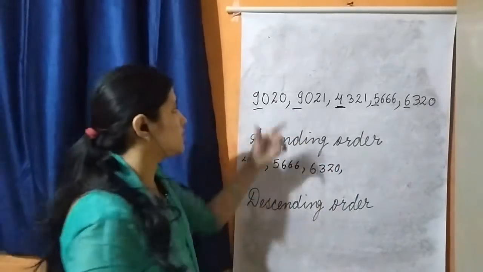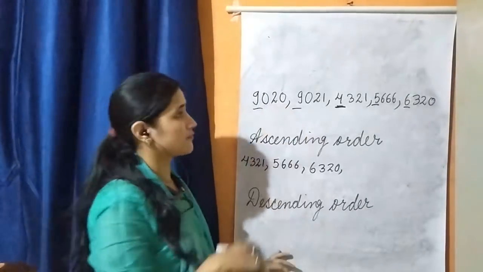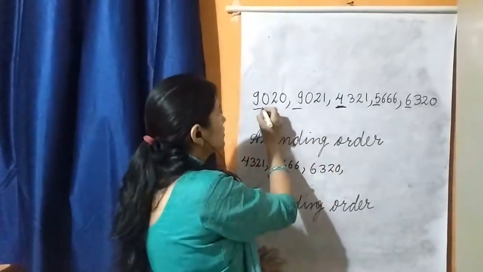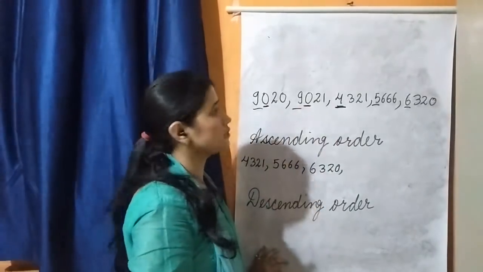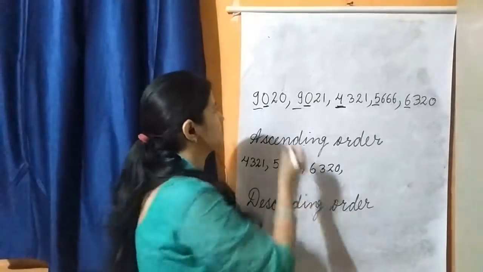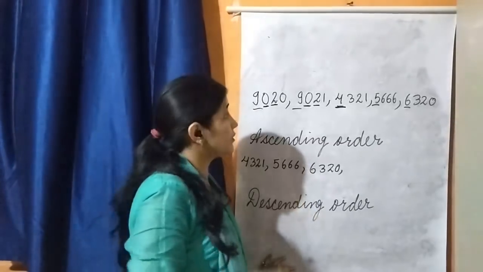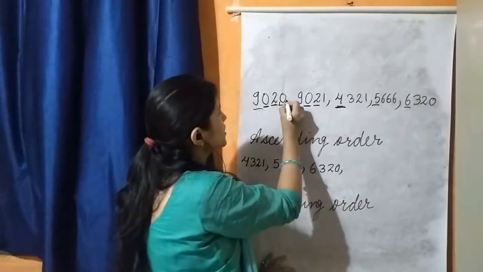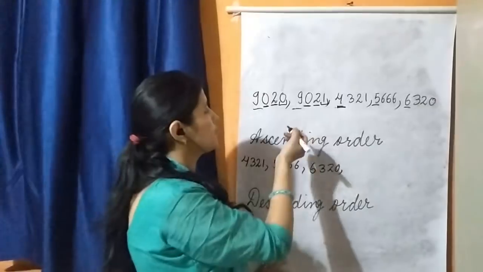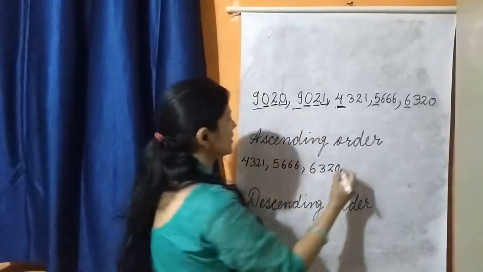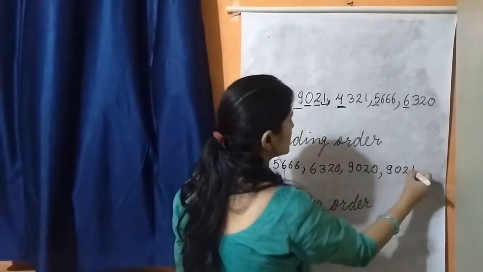6320. Now these two numbers have the same thousands place, so we will go to the hundreds place. Hundreds place is also the same. Now we will go to the tens place. Here the tens place is also the same. Now we will go to the ones place. Here it is 0 and here it is 1. So which one is smaller? 0 is smaller than 1. So our next number is 9020 and our greatest number is 9021.